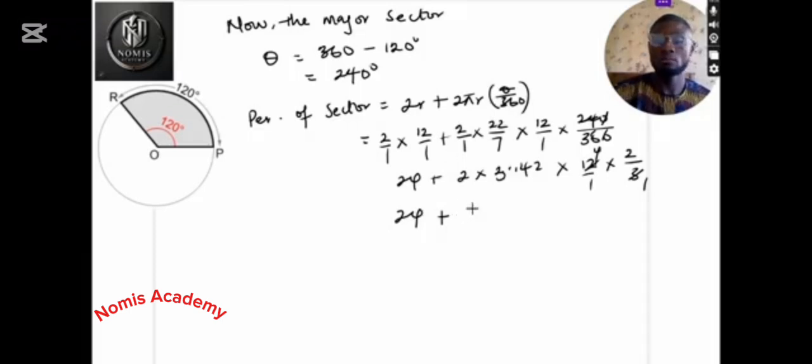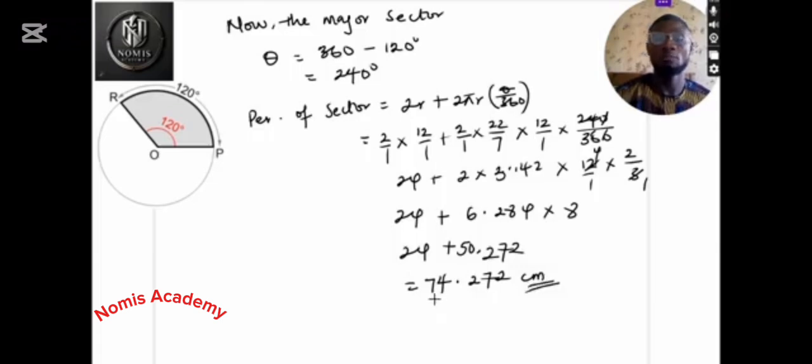so I now have 6.284. Now multiply by 4 times 2 should be 8. So now I have 24 plus, let's multiply this, 8 times 2, 8 times 4 is 32, remainder 3, 8 times 8 64 plus 3 67, 8 times 2 is 16 plus 6, that is 22. I write 2 and keep 2, so that 8 times 6 48 plus 2 give me 50. So the addition of 24 and 50.272 gives 74.272. So this is the perimeter of the major sector.